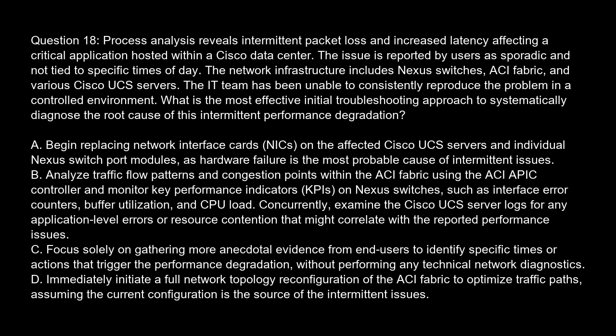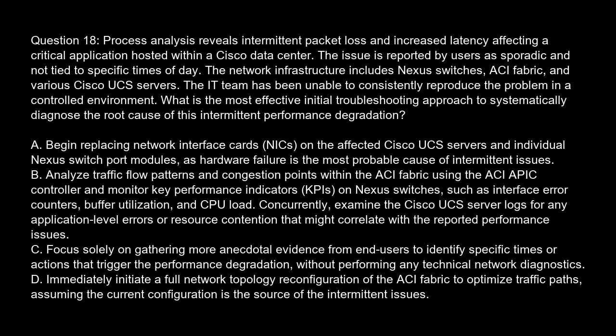Question 18. Process analysis reveals intermittent packet loss and increased latency, affecting a critical application hosted within a Cisco data center. The issue is reported by users as sporadic and not tied to specific times of day. The network infrastructure includes Nexus switches, ACI fabric, and various Cisco UCS servers. The IT team has been unable to consistently reproduce the problem in a controlled environment. What is the most effective initial troubleshooting approach to systematically diagnose the root cause of this intermittent performance degradation?